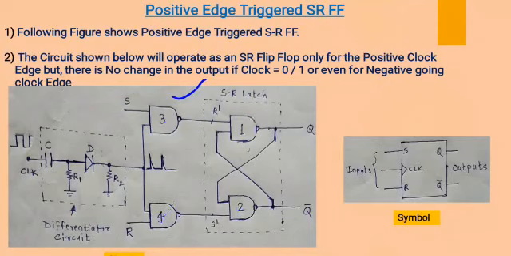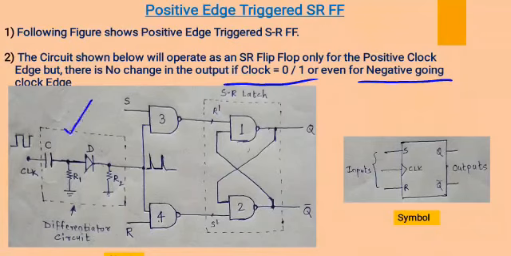The circuit shown below will operate as an SR flip flop only for the positive clock edge, but there is no change in the output if clock is 0 or 1. Even for negative going clock edge, the output is not going to change, as the flip flop is positive edge triggered only. Now here we can see a differentiator circuit which will convert this clock pulse into the positive edges, which we are going to apply to this circuit as a clock input.